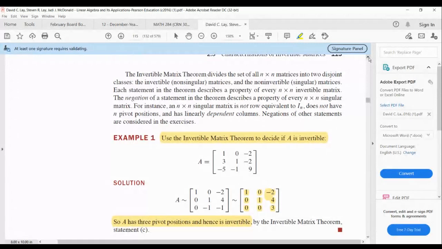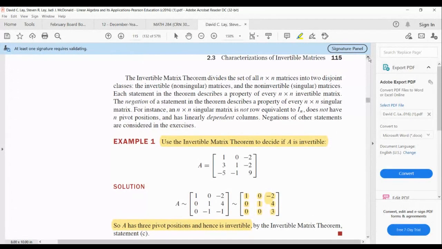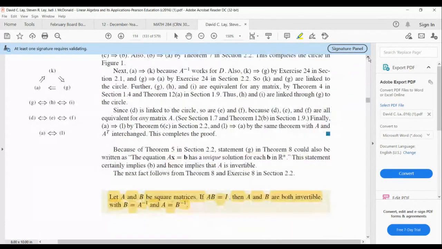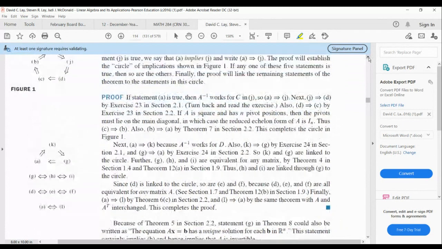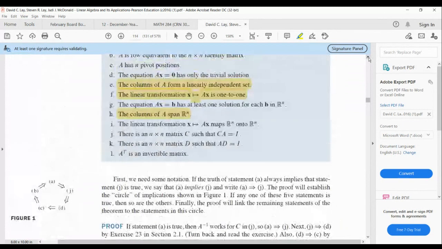So the invertible matrix theorem, well, let's see. If we go up here to the invertible matrix theorem, let me just remove these yellow highlights.